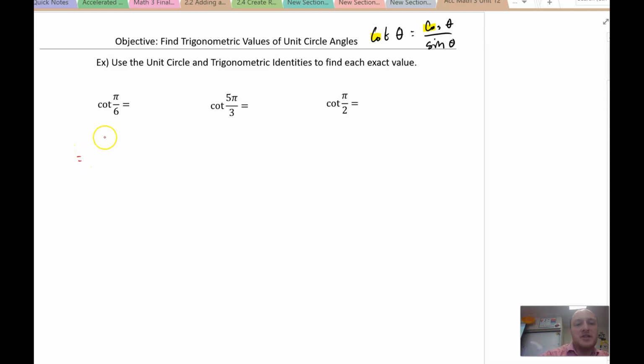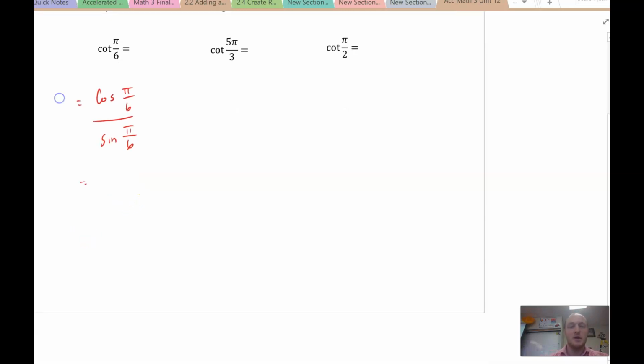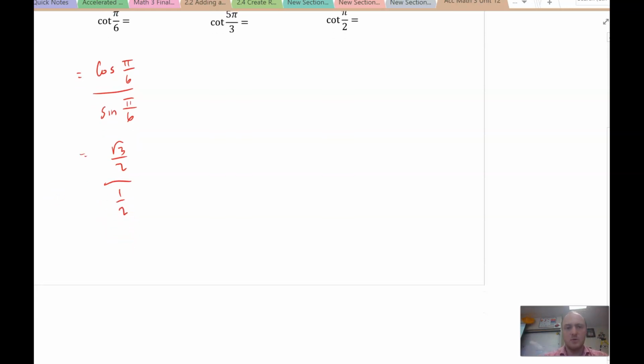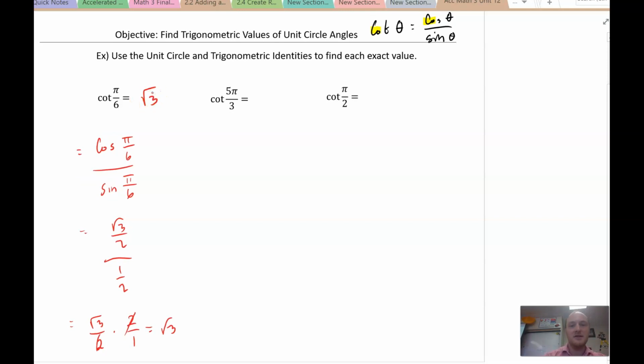All right, so cotangent of pi over 6. Okay, I know that cotangent is cosine over sine. So I want my x value on top. Okay, pi over 6, that's root 3 over 2 divided by 1/2. Okay, everything's positive. We're in quadrant 1. Everyone's so positive in quadrant 1. I just love everyone in quadrant 1. Everyone's so nice. Okay, we get root 3. Easy. All right. Next one.